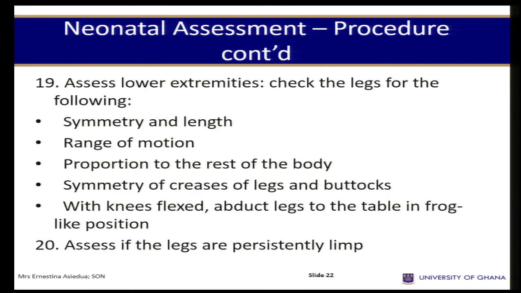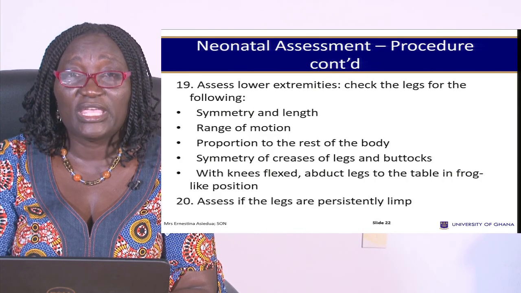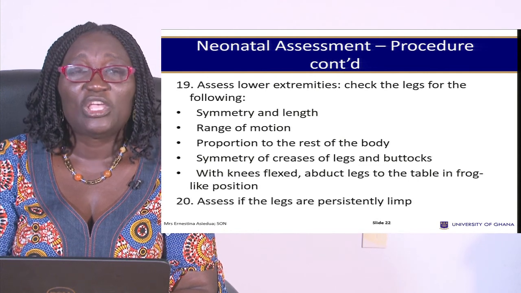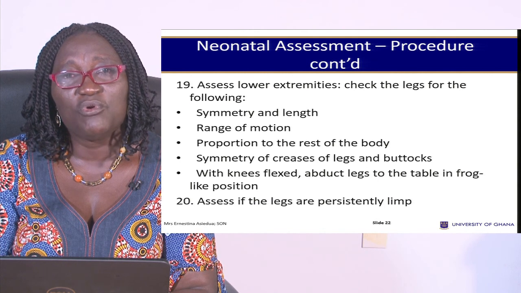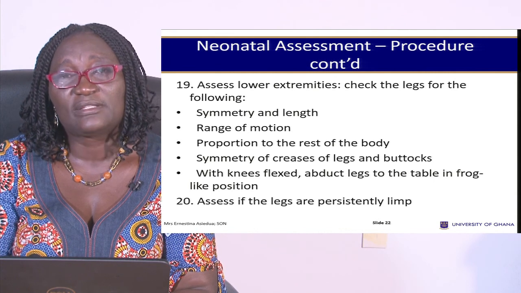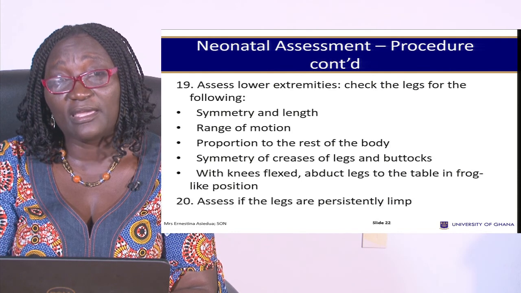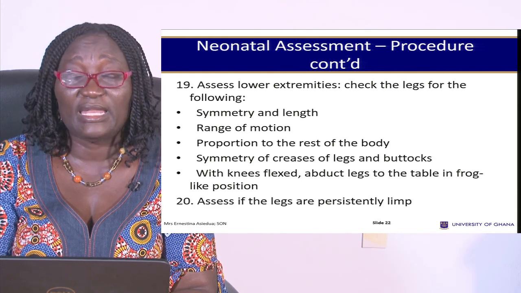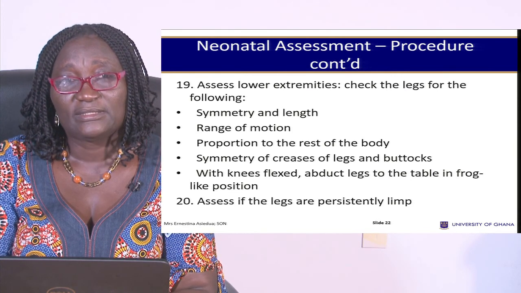You assess the lower extremities. You check the legs for the following: the symmetry and the length. So you put the legs together and check if they are of the same length, and also of the same size. Then you look at the range of motion. Can the baby's thigh or hip be moved? Can you move the legs in abduction, extension, and all the other ranges of motion without any pain or any crackles? If there are crackles, it tells you the baby had a fracture. Or if the baby pulls away, you know that there is some pain.